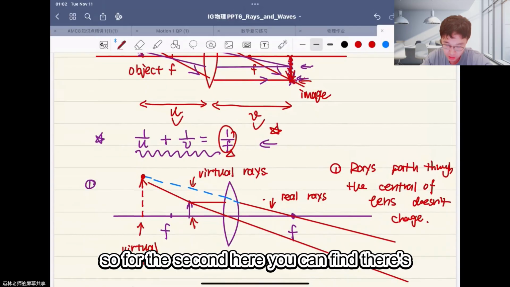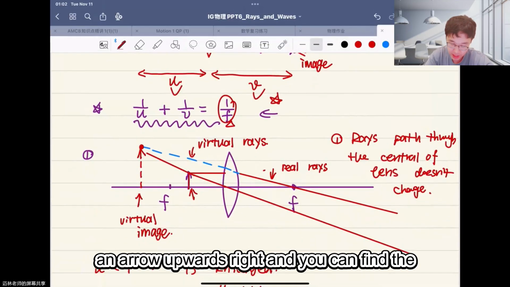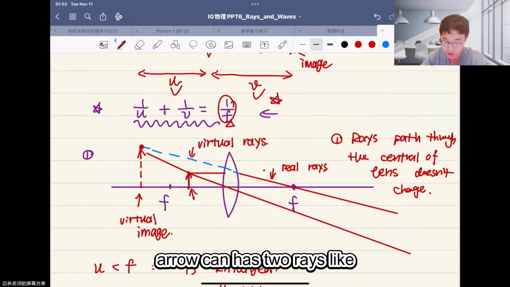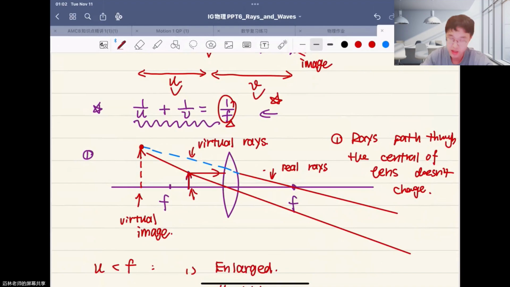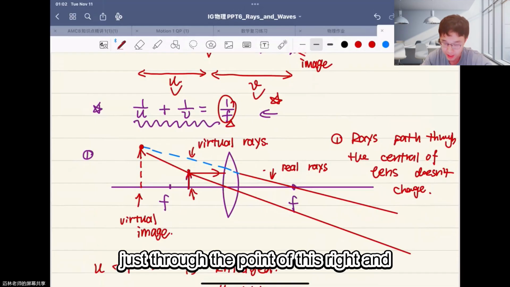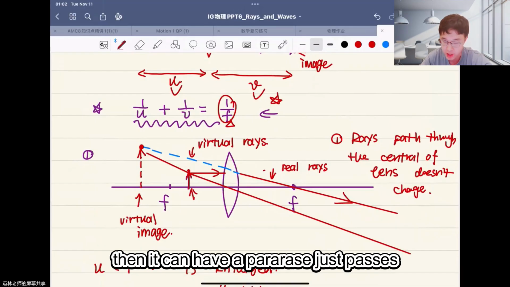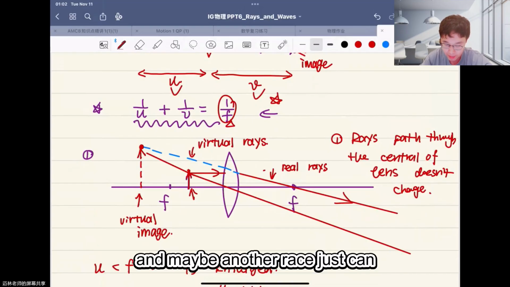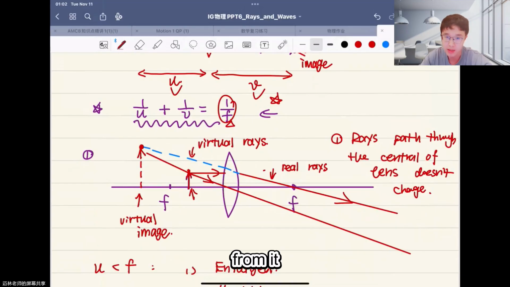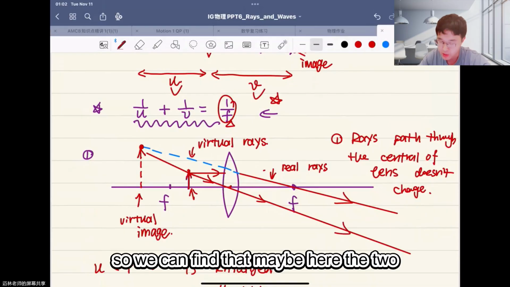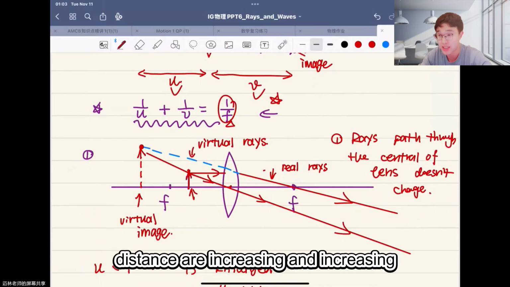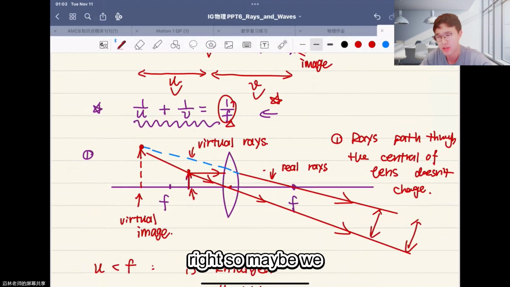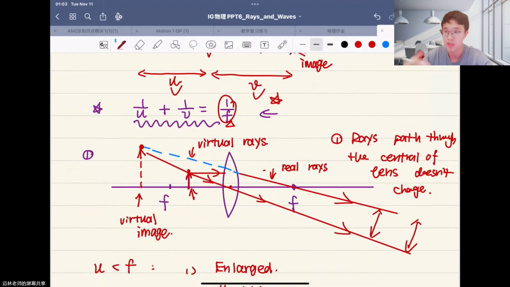Okay. So for the second one here, you can find there's an arrow pointing upwards, right? And the arrow has two rays. First, it can shoot a parallel ray that passes through the focus, like this way, okay? And another ray goes from the top of the arrow and passes through the lens's center, like this way, okay? So you can find that the two rays are passing through, but their distance is increasing and increasing, right?